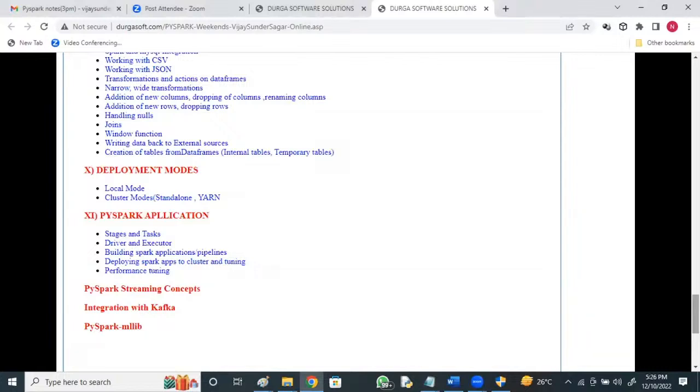Even for streaming, at the end I'll show some streaming data. How to work with streaming data, meaning data which keeps on incrementing and generating, using Flume and Kafka. Like how we can integrate Spark with Kafka, Spark with Hive, and Spark with databases and NoSQL databases, I'll also be showing during this course.